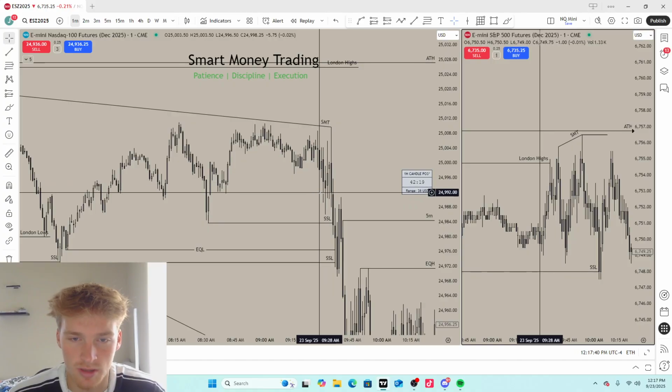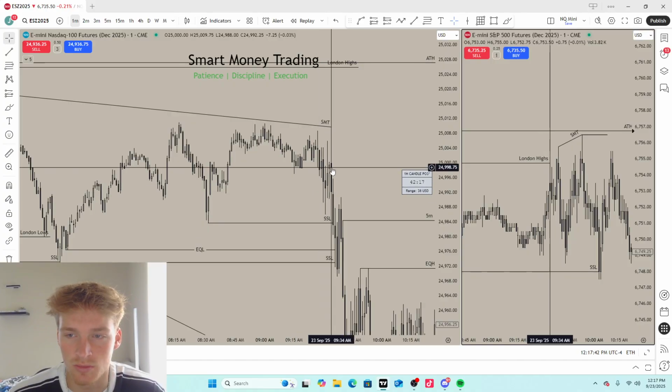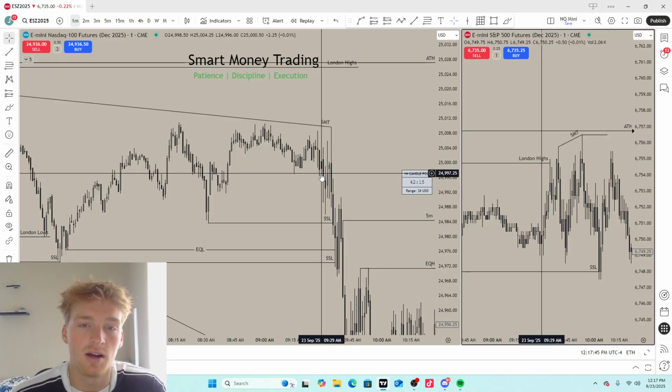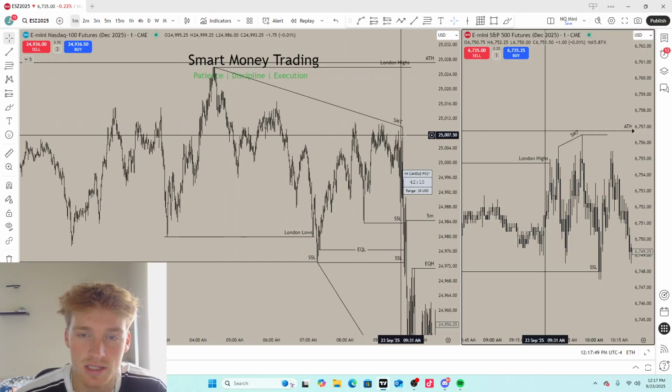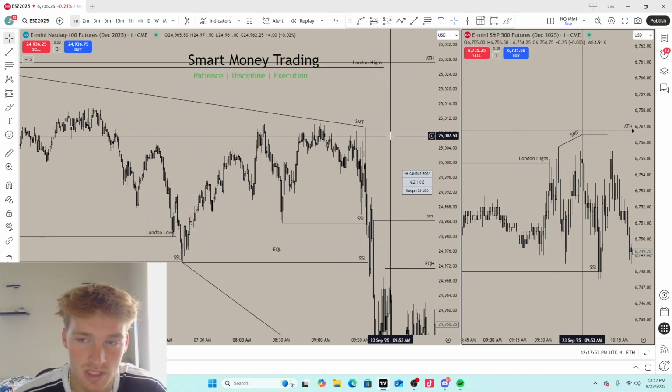9:30. Chop around for a little bit, edge this low, come up here. We do make an SMT here. This is very important. We make an SMT with London highs. ES sweeps out London highs, so we have an SMT there.